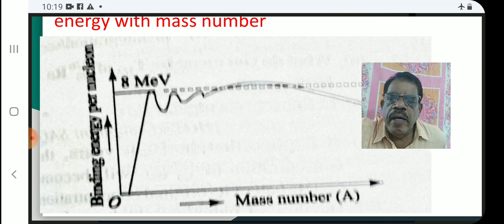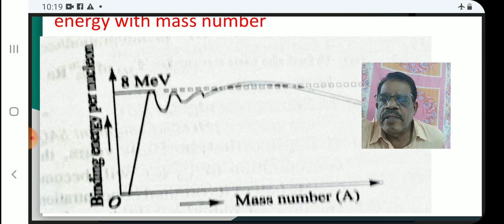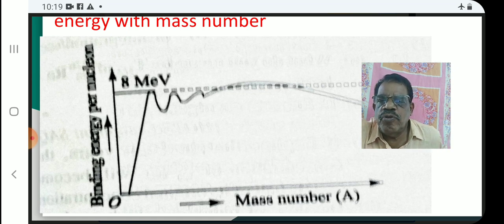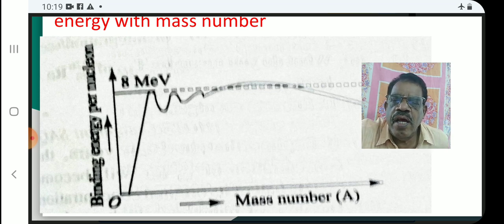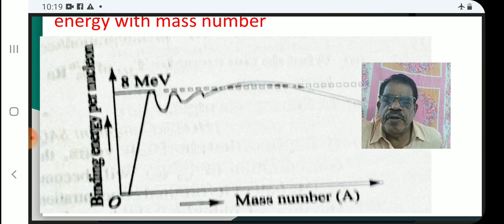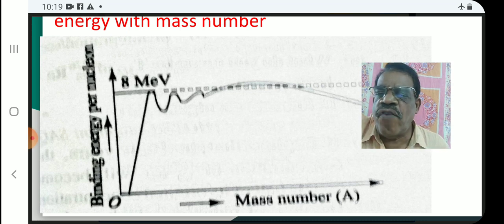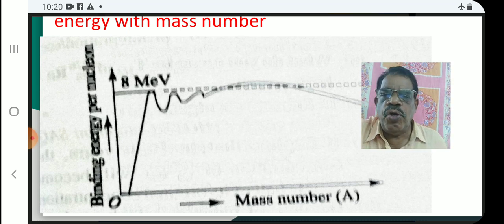Binding energy curve is shown in the figure. We take the mass number of different atoms on the x-axis, and binding energy per nucleon on the y-axis. The graph is almost as shown in the figure. We have marked a line at 8 MeV. The binding energy curve steeply rises and meets at 8 MeV. Then there is a fluctuation, and after that there is uniform variation. This curve is called a binding energy curve, and it shows the variation of binding energy per nucleon of different atoms with the mass number.